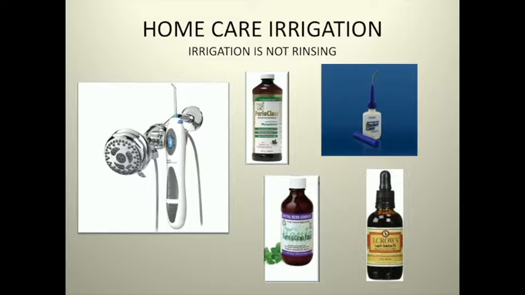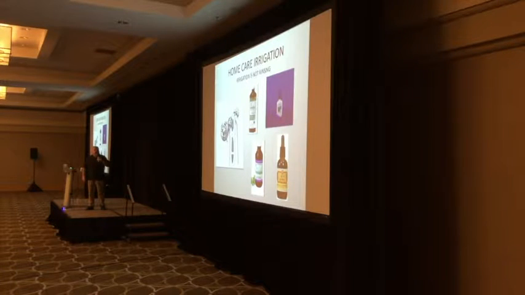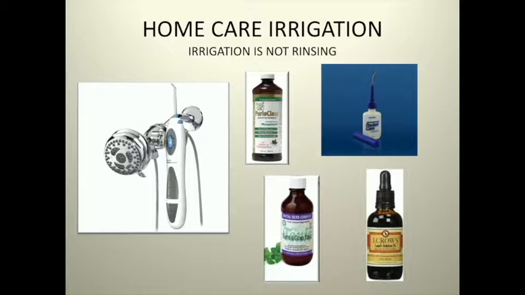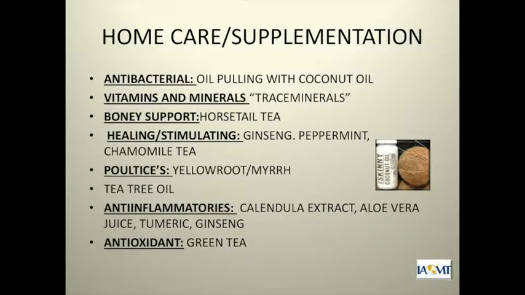So home care: irrigation, little bottles. You can use Lugol's iodine, which is not too bad, except it can get your thyroid crazy. No, it shouldn't be too bad. And of course, doing different rinses, whether it's in the shower, you can get a little adapter to irrigate. Anything to have the patient's consciousness keep the mouth clean. Keep it clean, clean, clean, and things go fine. Ignore your teeth and they'll go away. So home care, today's big thing is oil pulling.